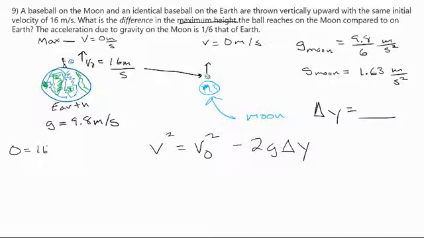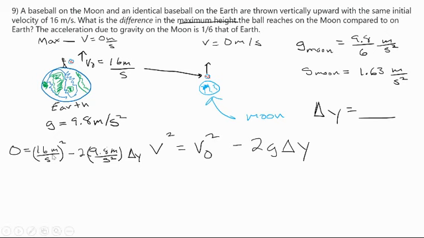0, and then I've got 16 meters per second squared minus 2 times the acceleration due to gravity, which is 9.8 meters per second squared. Oops, forgot to write that down. Okay. And that's going to equal delta y. Okay. So then I got to do the math on that.